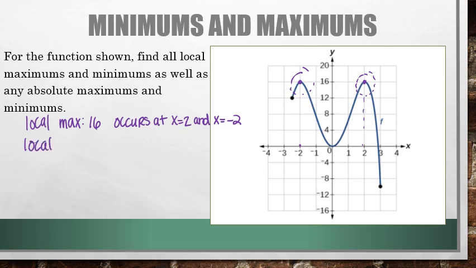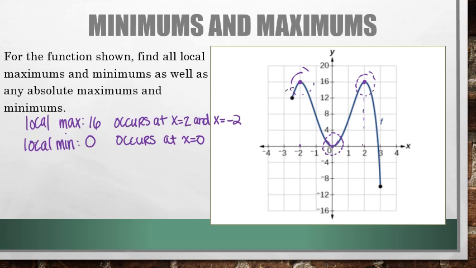The local minimum. All right, it looks like we have a local minimum right here where if I draw a little neighborhood on either side, the y values are above 0. So your local minimum, there's one at 0, and that occurs at x equals 0.